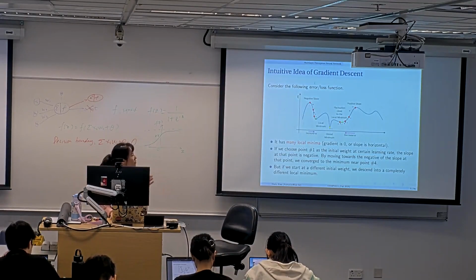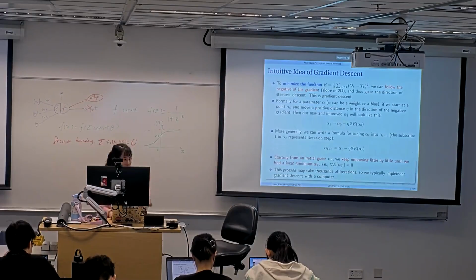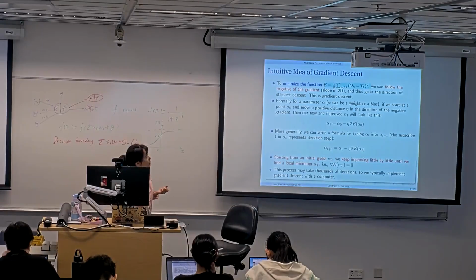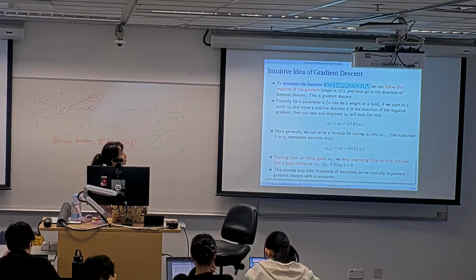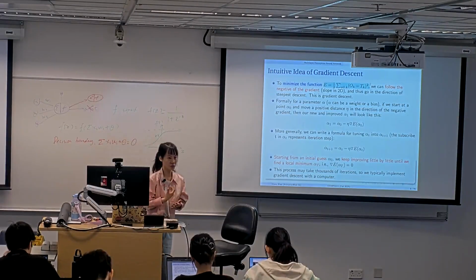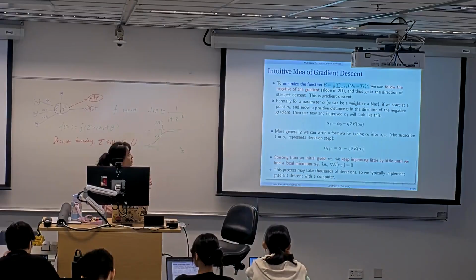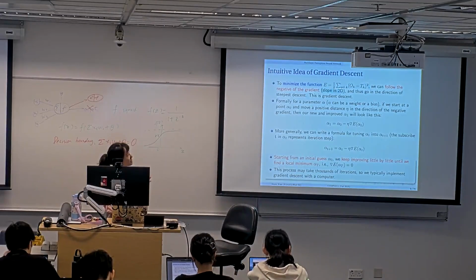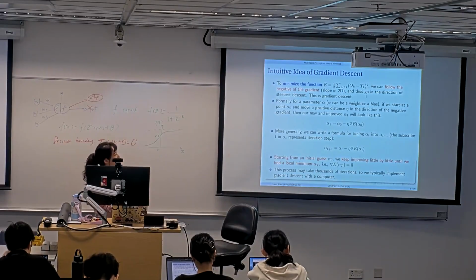Then let's look at a more formalized explanation of gradient descent. We try to minimize this error function, the square loss, and we can follow the negative of the gradient. What is the negative of the gradient? In 2D space, the negative of the gradient is just the negative slope. Then we go in the direction of steepest descent. This is called gradient descent.